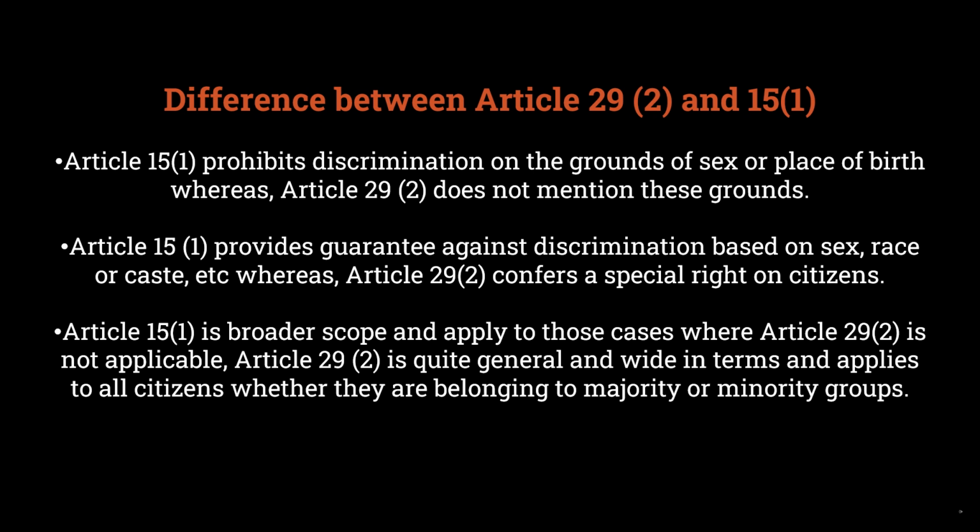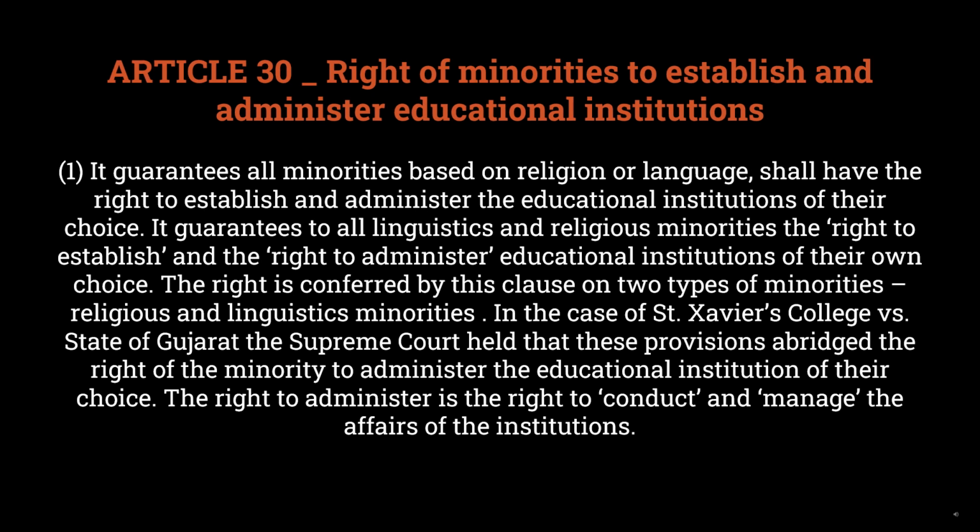Article 30 – Right of minorities to establish and administer educational institutions. 1. It guarantees that all minorities based on religion or language shall have the right to establish and administer educational institutions of their choice. It guarantees to all linguistic and religious minorities the right to establish, and the right to administer, educational institutions of their own choice. The right is conferred by this clause on two types of minorities, religious and linguistic minorities.